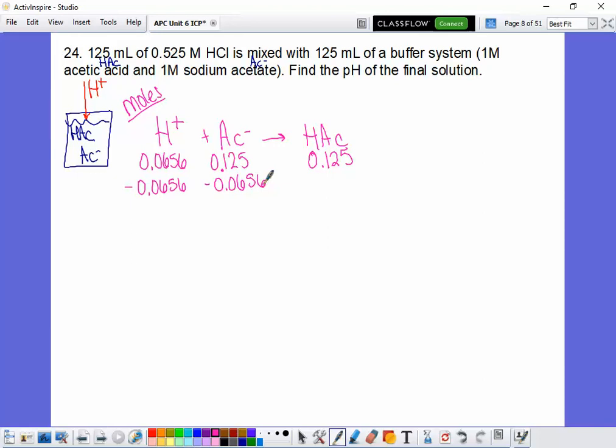If we subtract from the left, we add to the right. So we're going to add 0.0656 because, like I said, it's all a 1-to-1 ratio. And if you did full-out stoichiometry problems for this, you would get the same answers. The table just aligns it really nicely for you. Okay? So we're going to have none of the H plus left over. And then for AC minus, go ahead and do that math. What do you get?